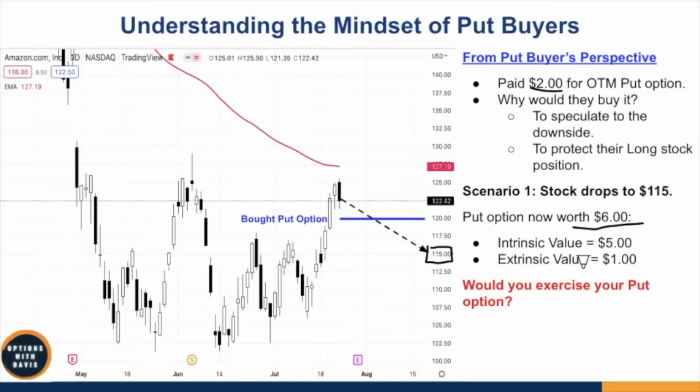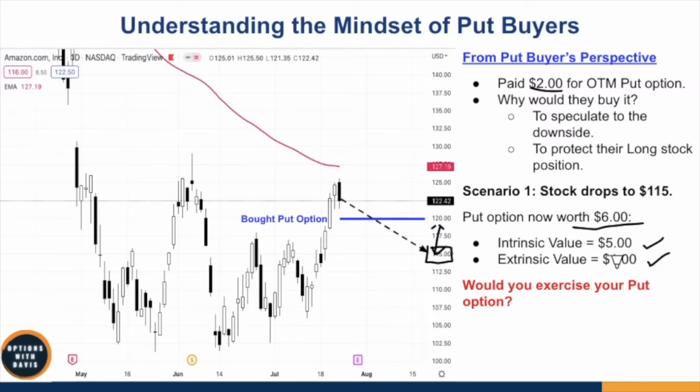And this put option always comprises two values. If it's in the money, there's always intrinsic value and extrinsic value. So intrinsic value is $5. Basically, it's just the difference between the strike price and where the current price is. Because there's a $5 difference, the intrinsic value of your put option is now $5. It started off with $0 because it was out of the money. But as it goes in the money, you start to pick up intrinsic value. But your extrinsic value is now only $1.